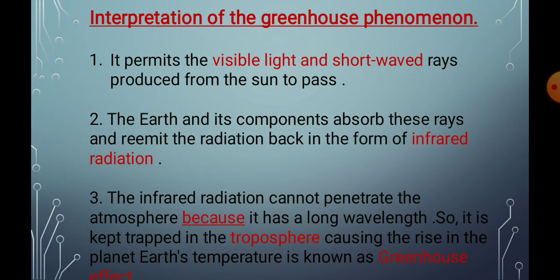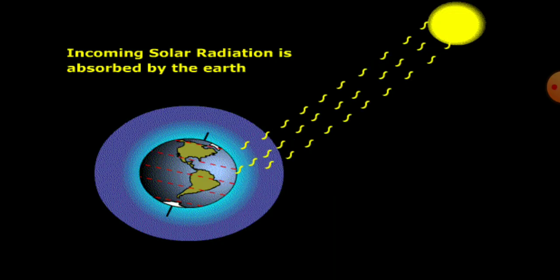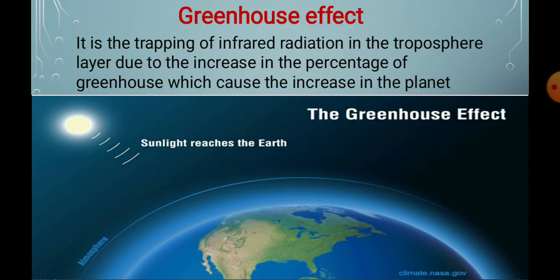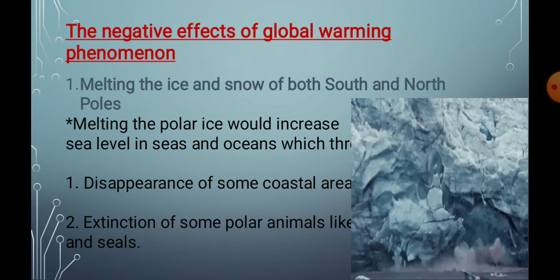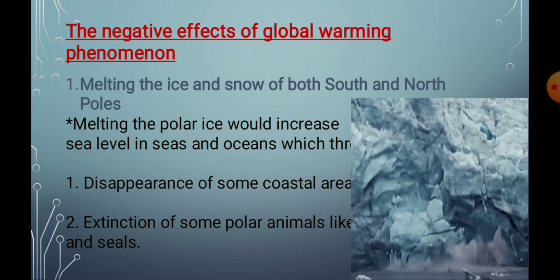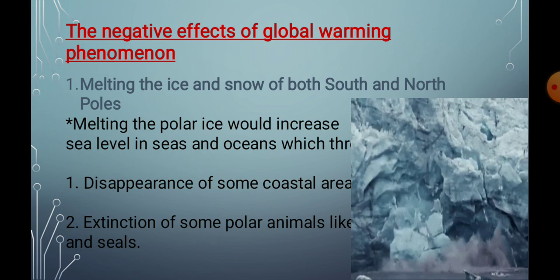So from here, as you see in this picture, by the way, from this information, what is the meaning of the greenhouse effect? It is the trapping of infrared radiation in the troposphere layer due to the increase in the percentage of greenhouse gases, which causes the increase in the planet's temperature. And we have something called the negative effects of the global warming phenomenon.